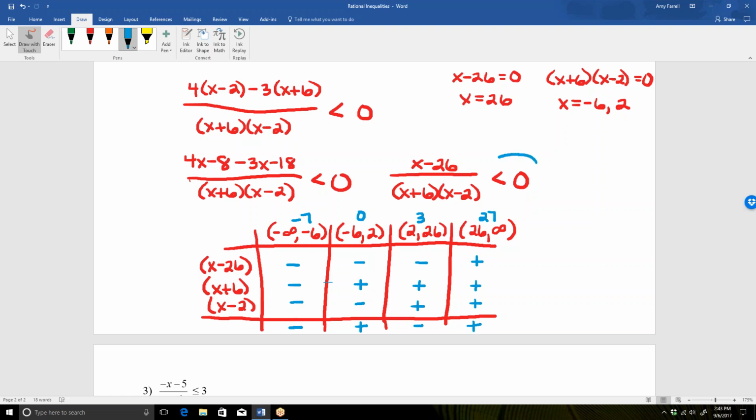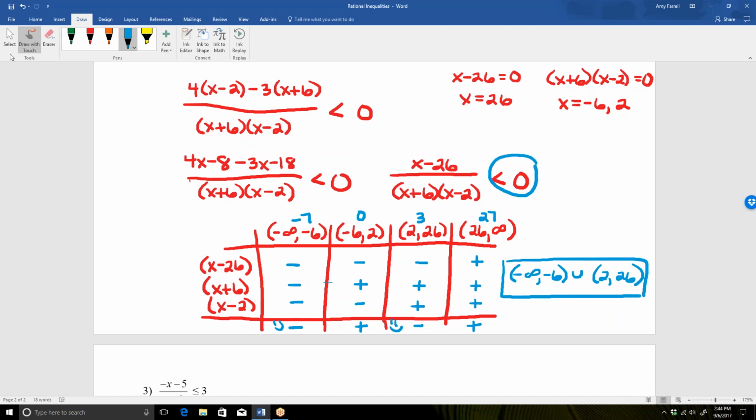Now in our problem here, we're looking for less than 0. So this here is less than 0. Sorry, that's supposed to be a smiley face. This here is less than 0. So our solution set is going to include the intervals negative infinity to negative 6, as well as 2 to 26. I'm using parentheses because I'm interested in less than 0. So I will not use brackets on a problem like this.